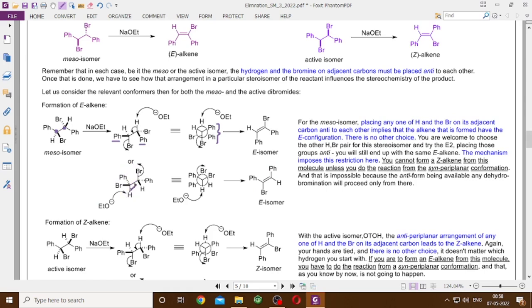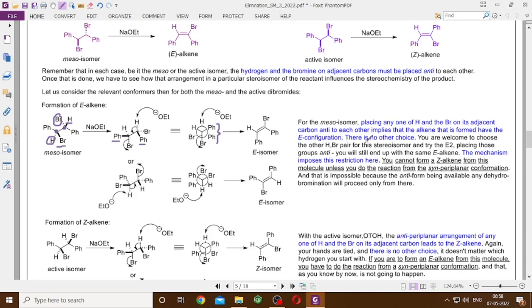If you think that this is the beta hydrogen and that is the alpha bromine, so you have the choice to eliminate this bromine and this hydrogen, or this bromine and this hydrogen, just only one thing: whenever you do it, you have to write the corresponding pair anti periplanar. So here both the E isomers, the same thing is formed. So from the meso isomers, placing any one of the hydrogen and bromine on its adjacent carbon anti to each other, that implies that the alkene that is being formed is of E configuration.